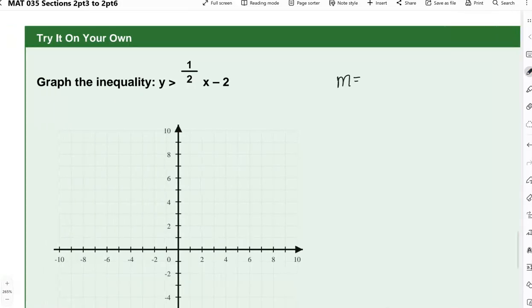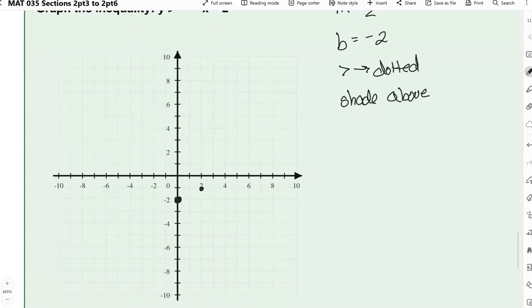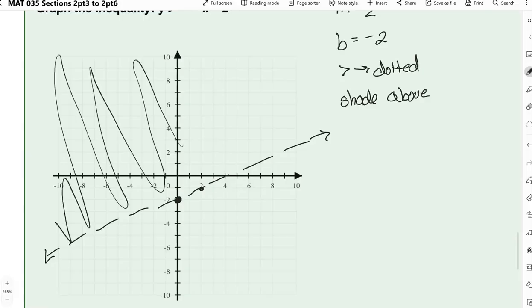So in this equation, my slope is 1/2, my y-intercept is -2. So I'm starting there. Y-intercept's -2. Slope tells me I'm going to move up 1, right 2. Now I got to figure out what kind of line. So I'm strictly greater than, which means that I'm going to have a dotted line. And I'm also going to shade above. So here's my dotted line. And I'm going to shade above, which would be this region in here.